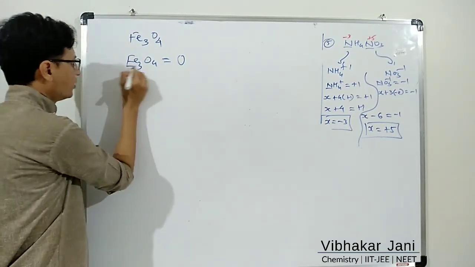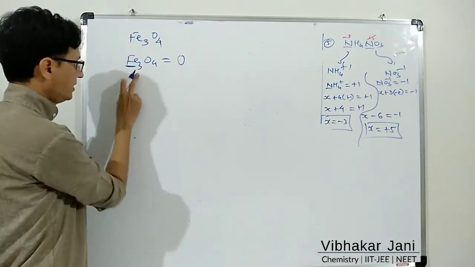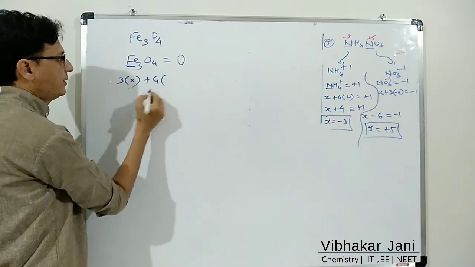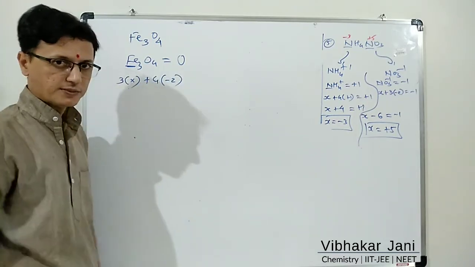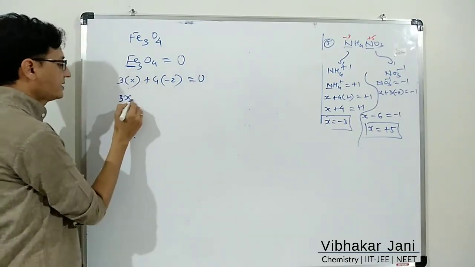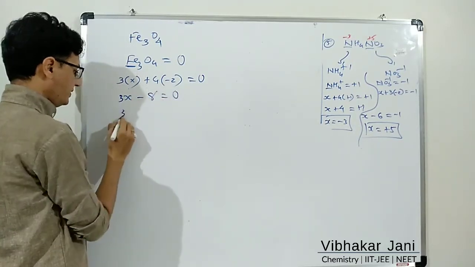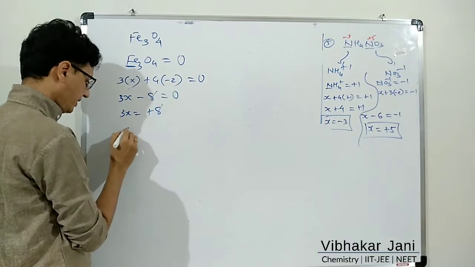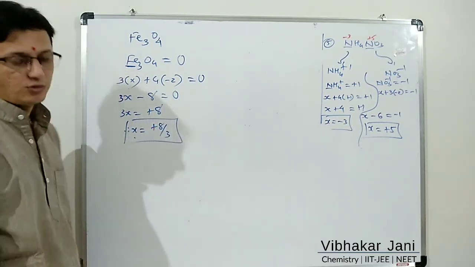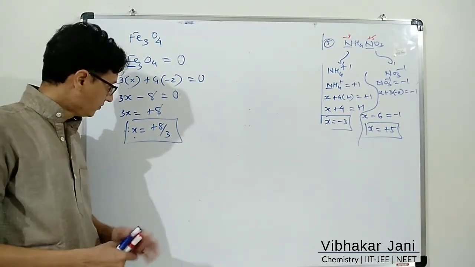Okay, now if we want to find the oxidation state of Fe, then let us consider it as X. But here we have 3 Fe, so we will write 3X plus 4 multiplied by, for oxygen, obviously it is minus 2, is equal to 0. Now 3X minus 4 twos are 8 is equal to 0. That means 3X is equal to plus 8. That means X is equal to plus 8 by 3. Now this is a fractional oxidation state.